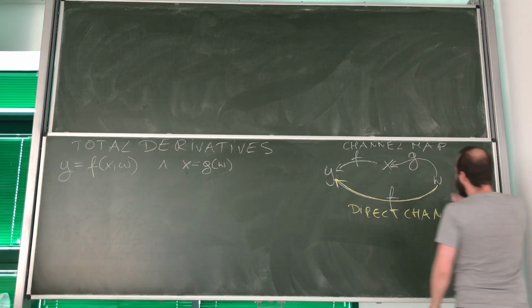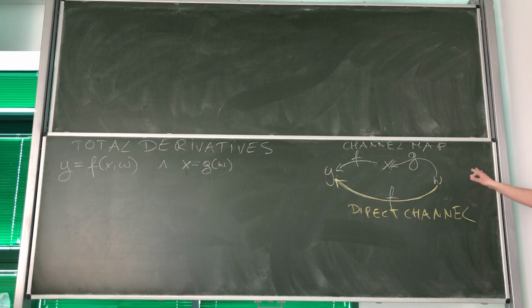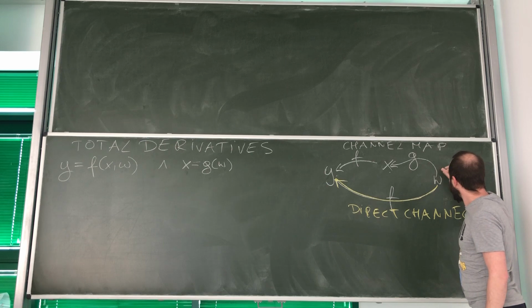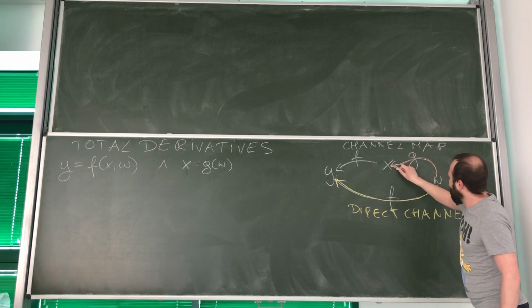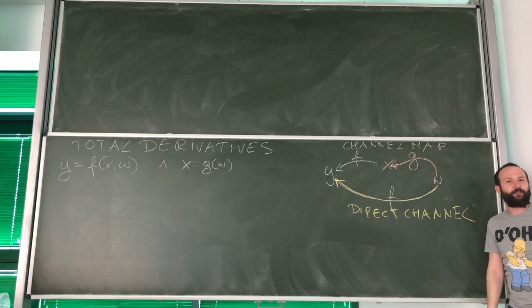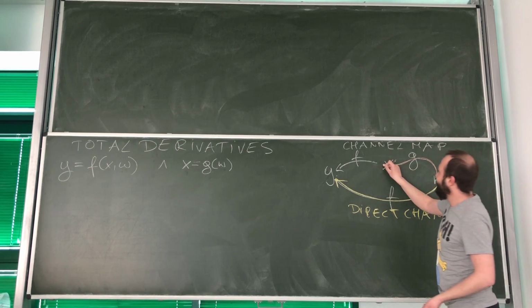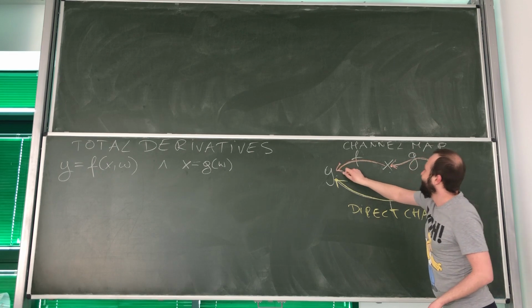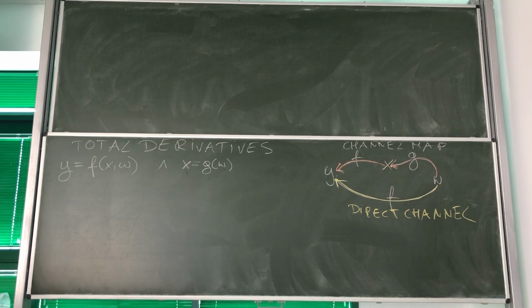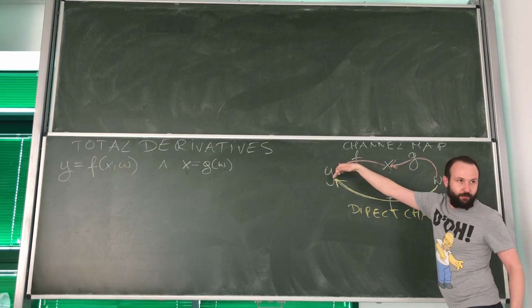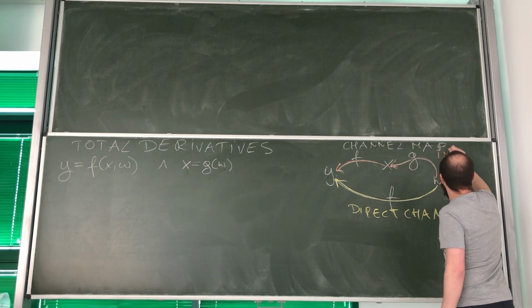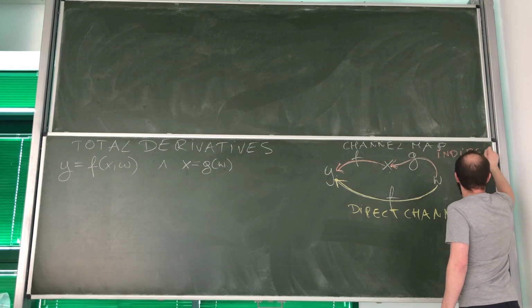However, we also see that w influences y indirectly. How? Because first, w has an impact on some other variable like x, and then this variable directly influences y. So in this case, because of this intermediate step, we call it the indirect channel.